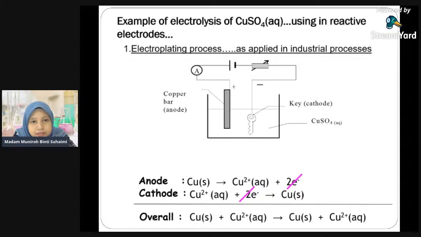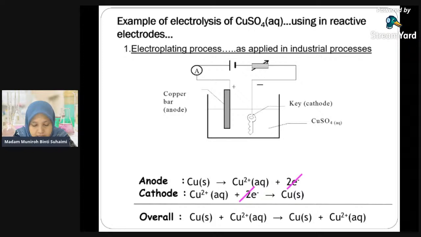Example. This one is example of electrolysis of copper sulfate using reactive electrode. So this one is electroplating process. So proses penyaduran kunci Q. Kunci ni kita nak sadur dengan copper. So kita letak kunci ni sebelah cathode sebab kita nak sadurkan kunci ni dengan copper.